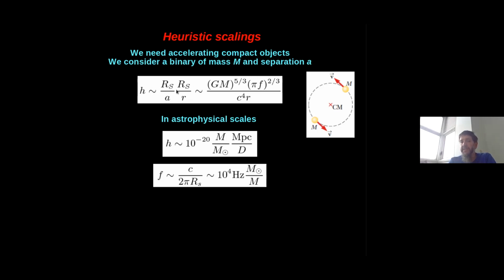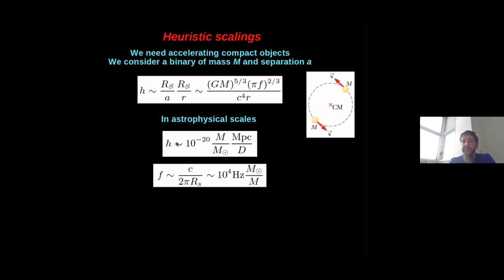Now, if you just use Kepler's law and you plug in the Schwarzschild radius of a black hole, what you get is this scaling here on the right, which, modulo a different combination of masses, you don't have the chirp mass here, and a numerical factor, is exactly what you get by solving Einstein's equations. Okay, so you can use this very simple scaling to get how the amplitude of your wave is going to behave as a function of sources.